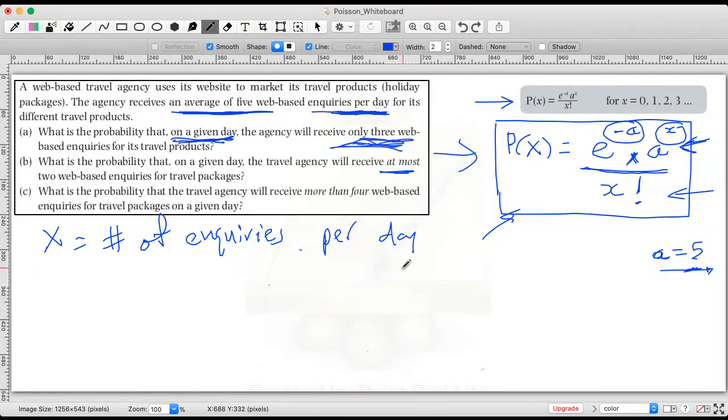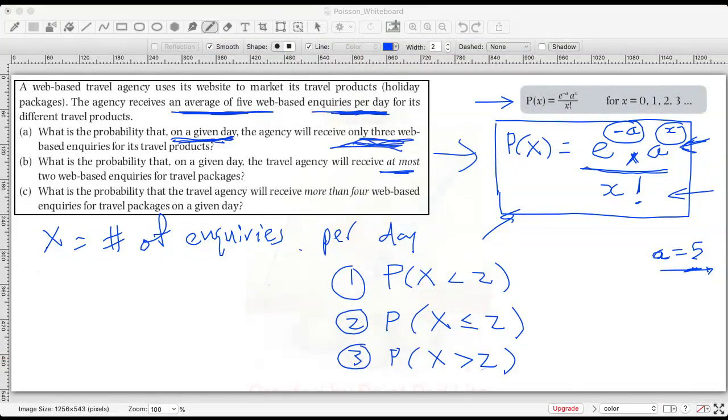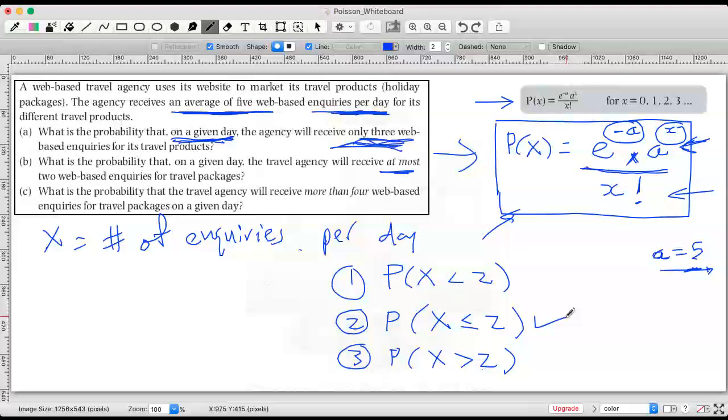So I'm going to give you 3 options and you need to tell me which one is the correct one, okay? Are they asking for the probability of x less than 2, the probability of x less than or equal to 2, or the probability of x greater than 2? Are they asking me for option 1, option 2, or option 3? Yes, that's right. Well done. They're asking me for this.